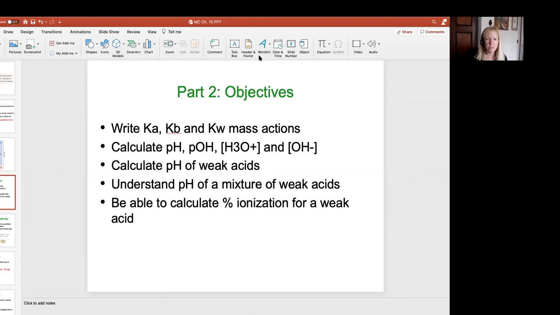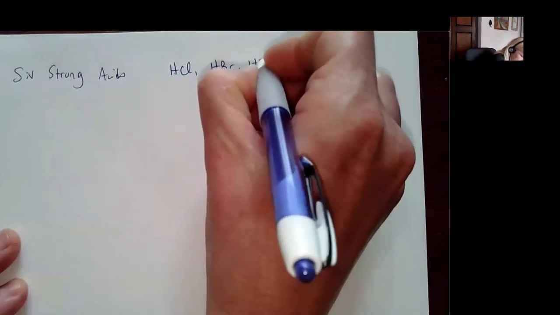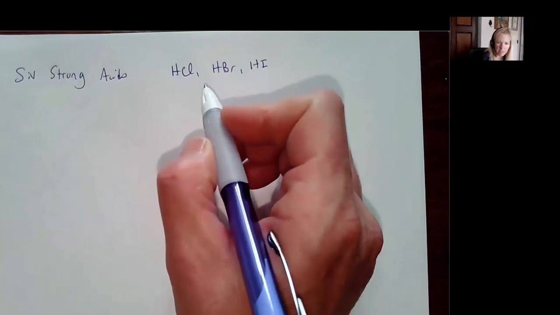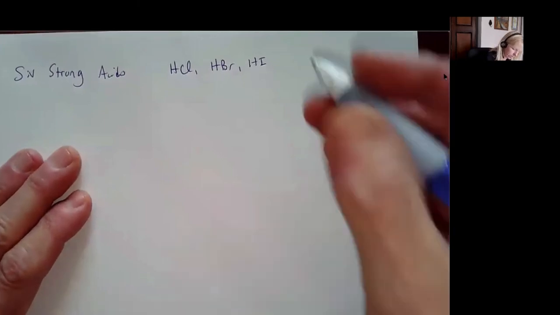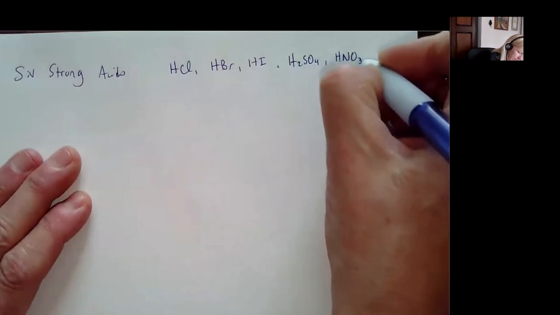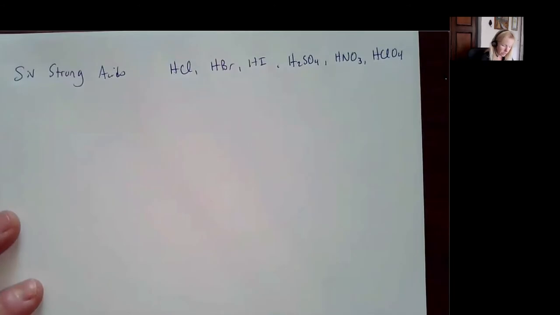All right, so let's review a little bit from part 1. And remember, we had 6 strong acids, and remembering these is going to be very helpful for you. So our 6 strong acids: HCl, HBr, and HI. So these are your halogens. The only halogen that isn't a strong acid is hydrofluoric acid, and that's because the hydrogen-fluorine bond is so strong. And then we had H2SO4, sulfuric acid, nitric acid, and perchloric acid. So those are your 6 strong acids.